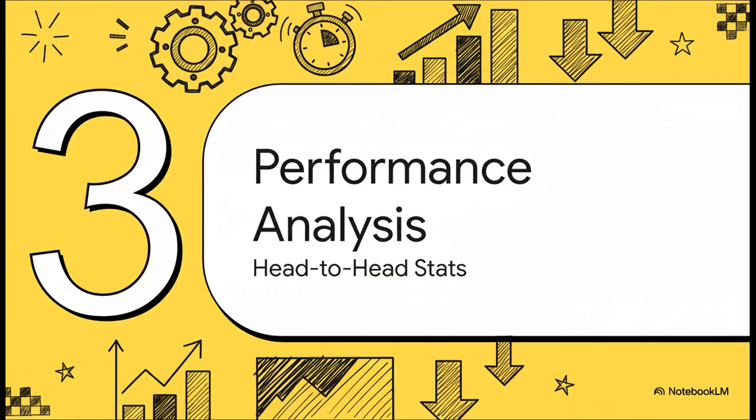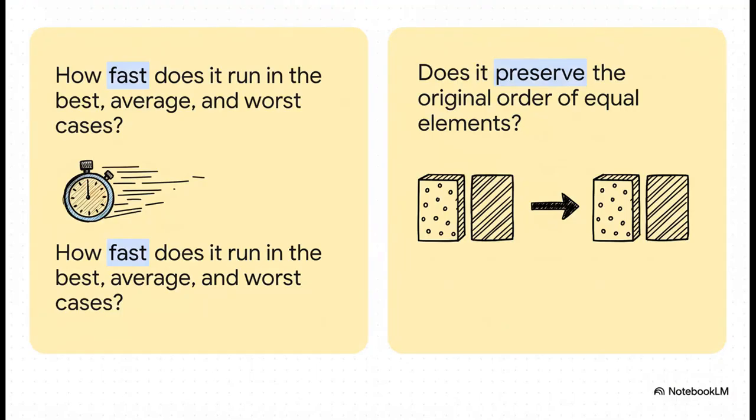All right, so now that we know the basic game plan for each algorithm, it is time to put them under pressure. Let's analyze their performance stats and really see how they stack up head to head. But before we jump into the numbers, we need to define our terms, because it's not just about raw speed. We also have to look at something called stability. A stable sort will preserve the original order of items that are considered equal.